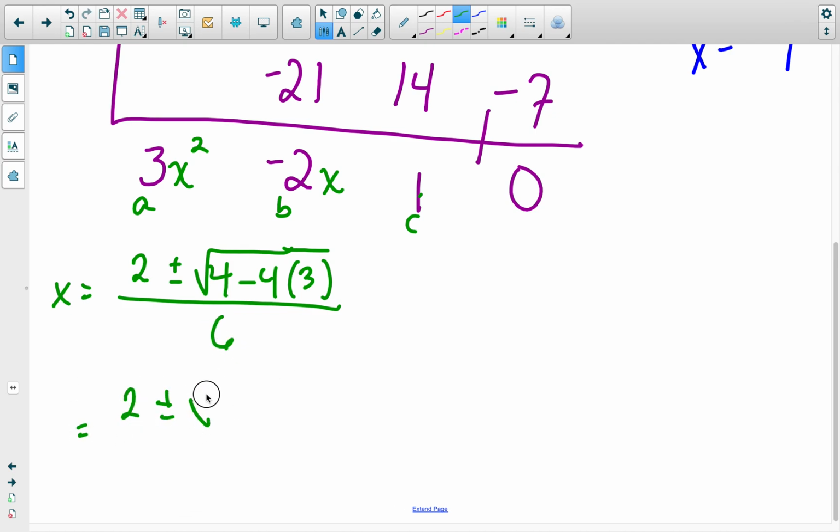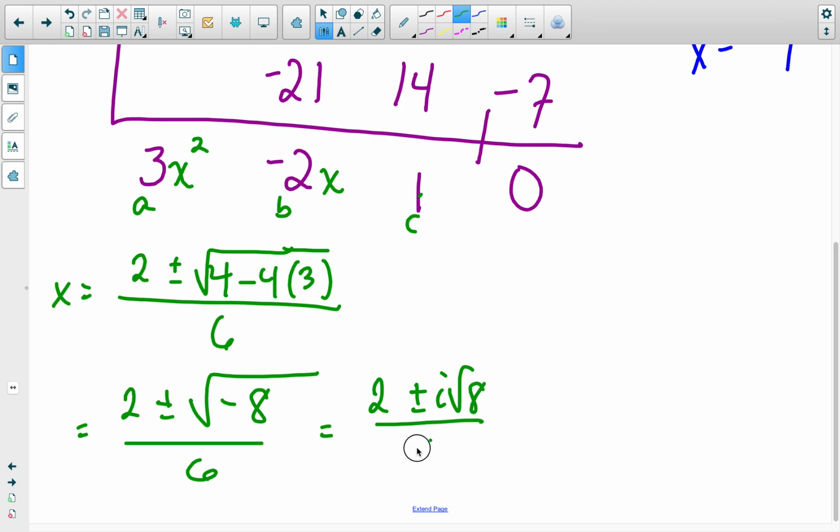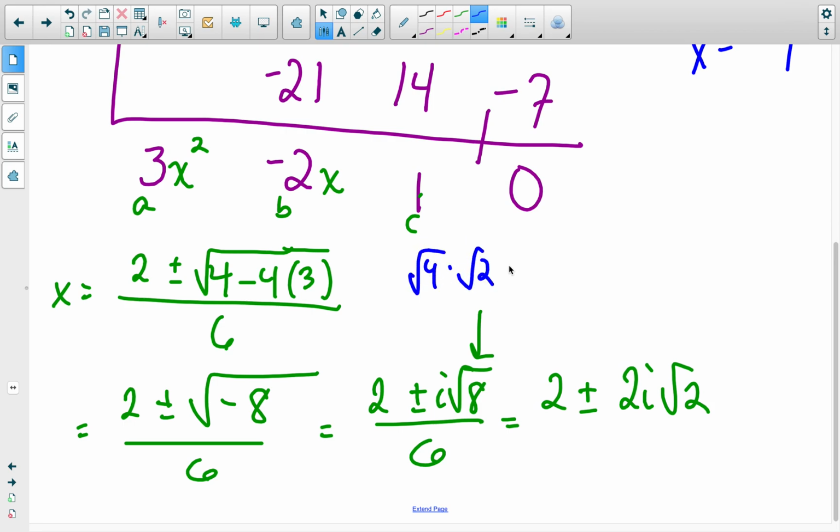Okay, clean it up a little bit. Inside that radical, we're going to end up with a -8. And so that tells us we're going to need to move into imaginary land, just like I predicted. Okay, this becomes i root 8 over 6, which becomes 2 plus or minus 2i root 2, because this 8 becomes, remember, root 4 times root 2, which becomes 2 root 2. Okay, so that's where I got that 2 from. And then we're over 6.